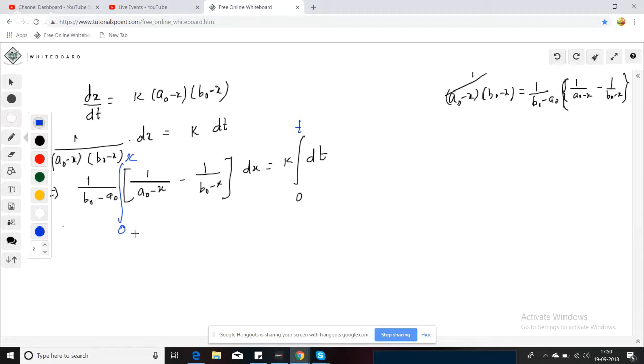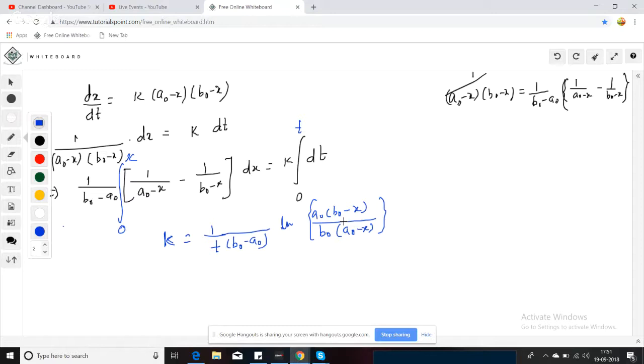Now when you solve this integration, I'll just give you the expression that we get. k is equal to 1 by t into b naught minus a naught, ln of a naught into b naught minus x divided by b naught into a naught minus x. We'll get this. Check your calculation, once you apply the limit. Ramcharan, done? Yes, sir.